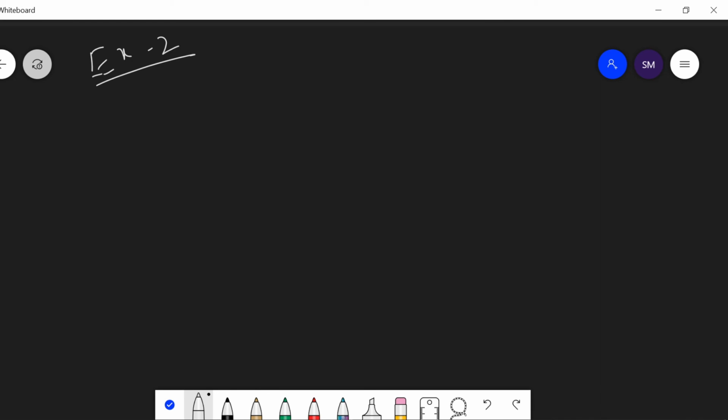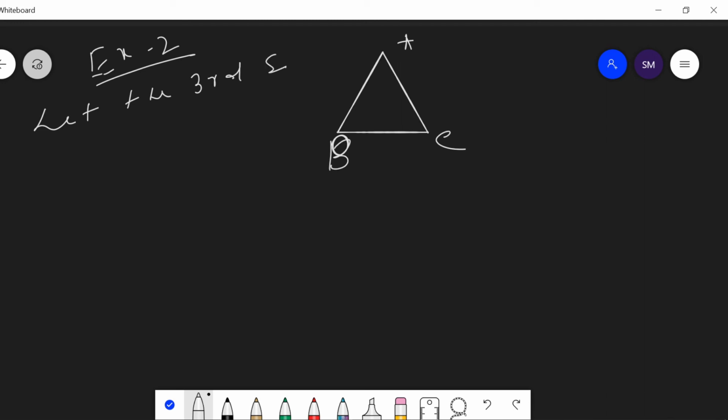Here the question says, two equal sides of a triangle are each 5 meters less than twice the third side. Here two equal sides of a triangle means the triangle is an isosceles triangle. The given triangle is an isosceles triangle. Let ABC be the given triangle, which is an isosceles triangle. Two equal sides of the triangle are each 5 meters less than twice the third side. Let the third side be x.